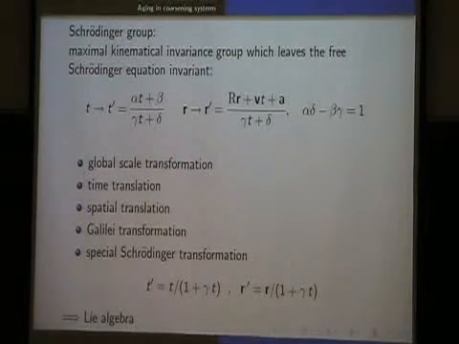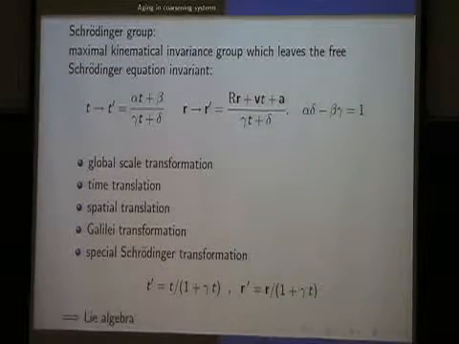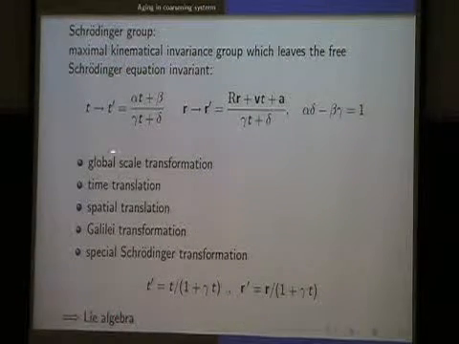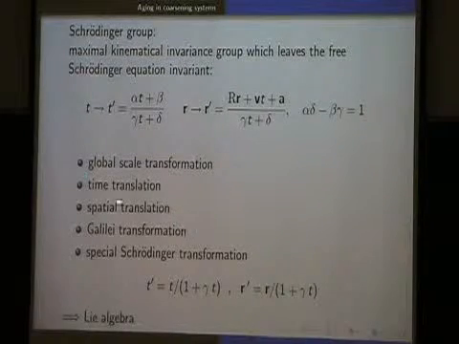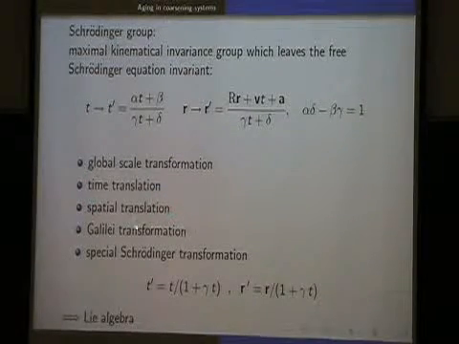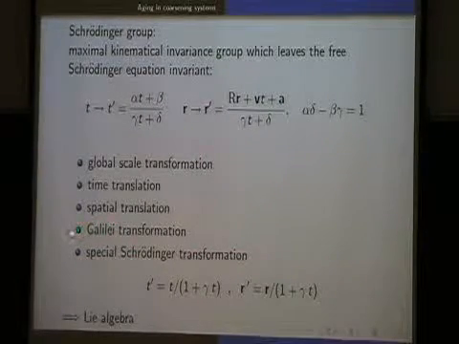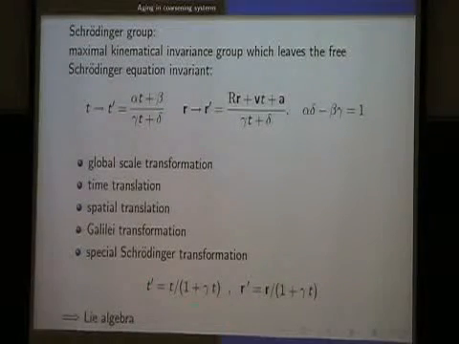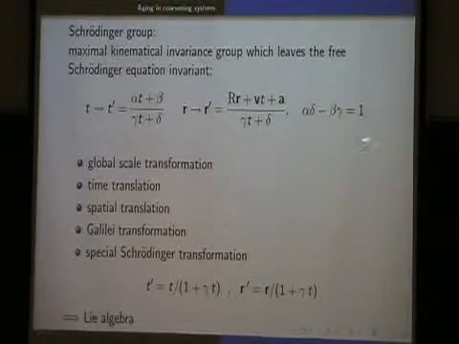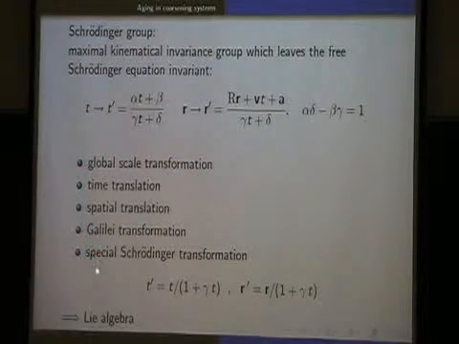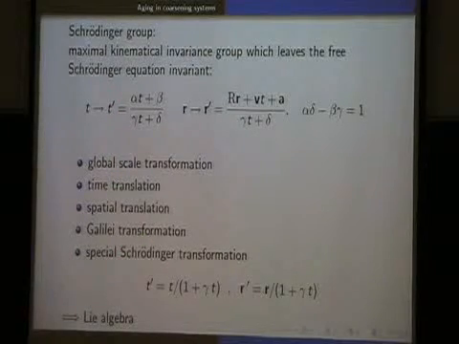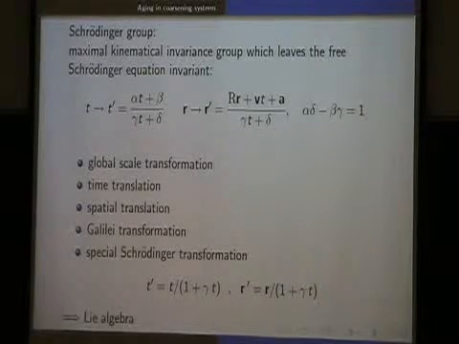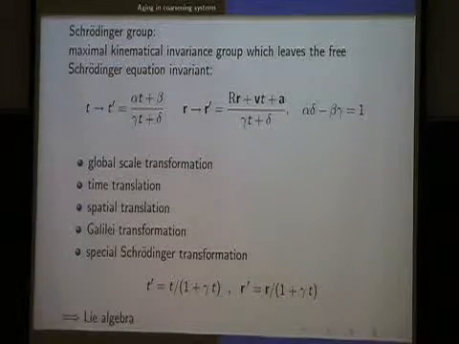So what are the symmetry elements of the free Schrödinger equation? In fact, there are quite a few. There's the global scale transformation, and all can be written in this very compact form. We have the global scale transformation, time translation, spatial translation, the Galilei transformation, and something called the special Schrödinger transformation, which is given by this very strange behavior, where alpha, beta, gamma, and delta are constants which have to fulfill this relation. All these different symmetries map a solution of the Schrödinger equation to another solution of the Schrödinger equation.